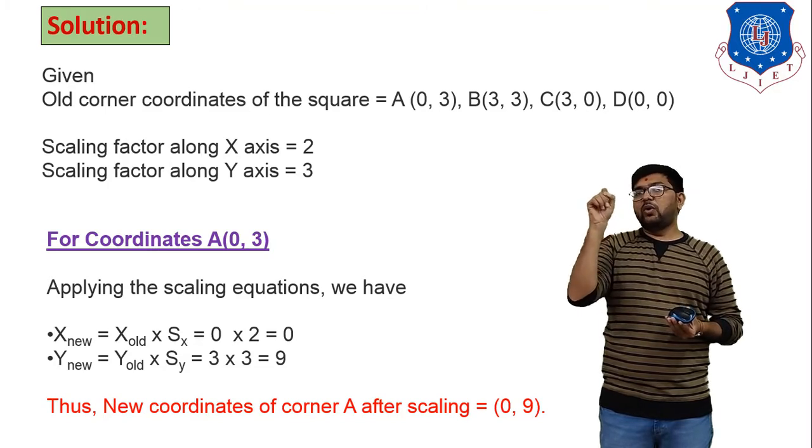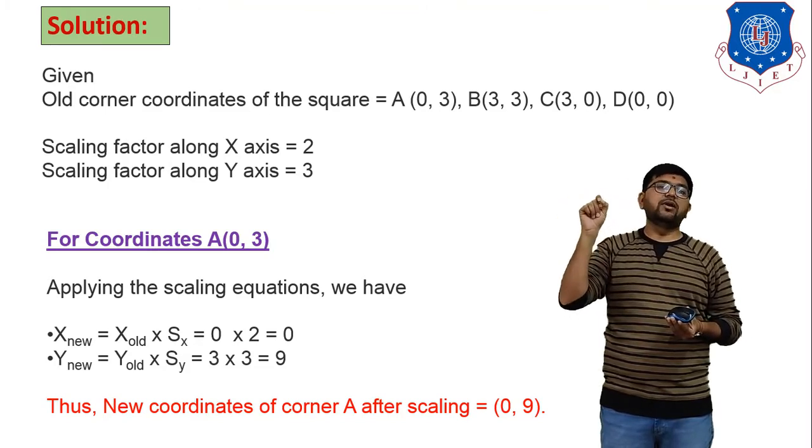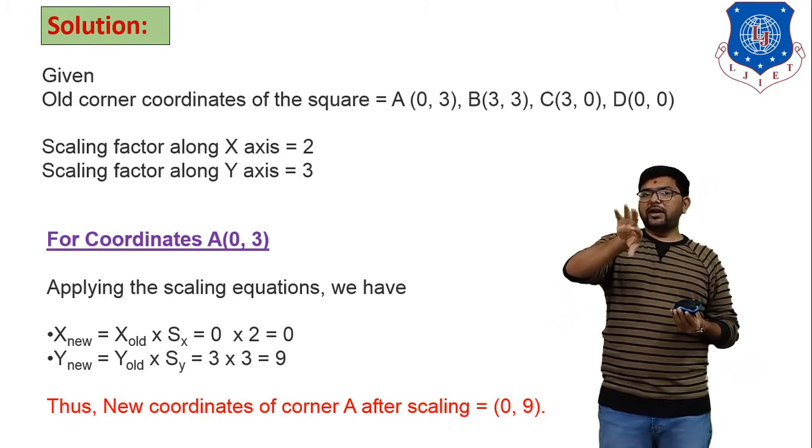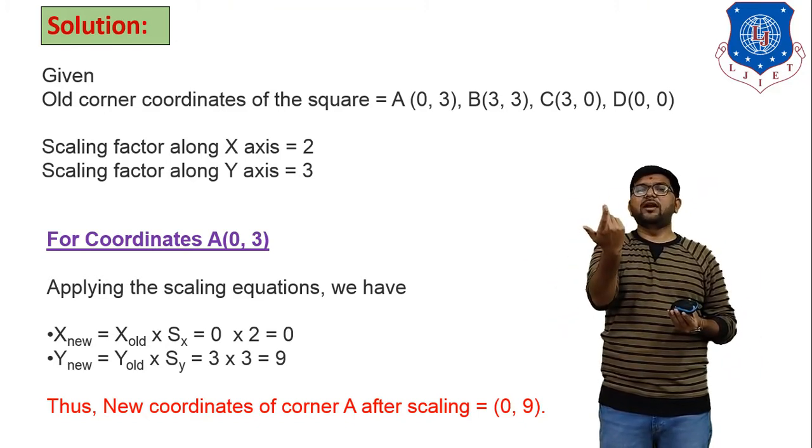x new is equal to sx into x old. y new is equal to sy into y old. Now you have the value of the old point coordinate. You have to just multiply the value of the scaling factor. Clear?